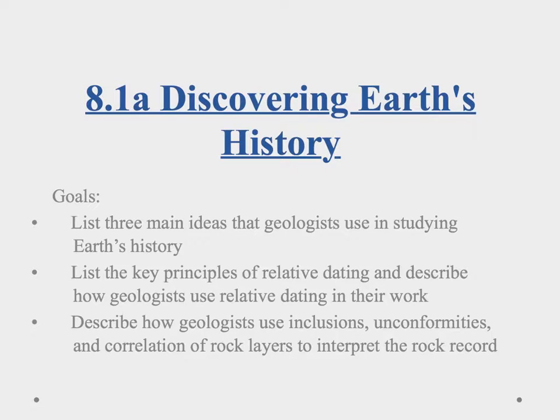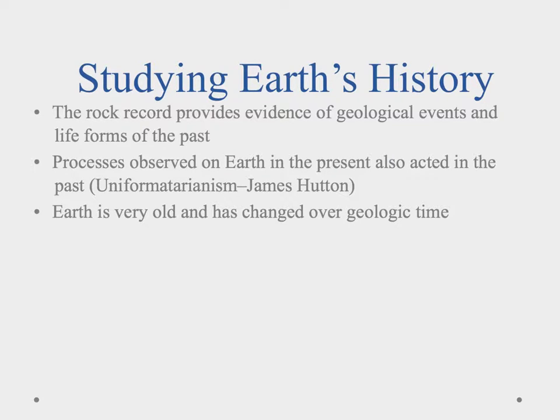rock record. So when we study the Earth's history, we can actually use the rock record, which is the rocks that are there, and that'll allow us to paint a picture of what has happened in the past. In order to do that, we have to have a couple agreements or a couple ideas that we all hold to be true, and that allows us to use these ideas and carry them over so we can understand what the rock record is trying to tell us.